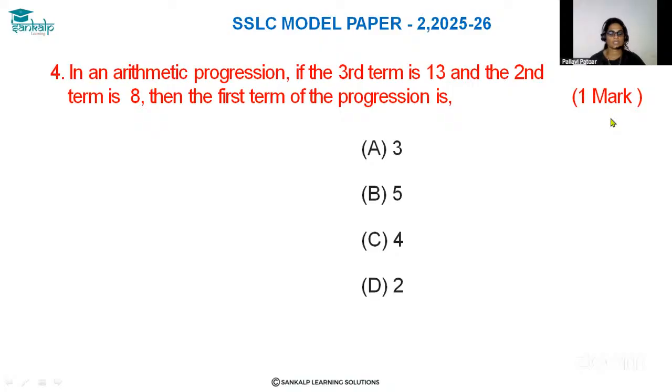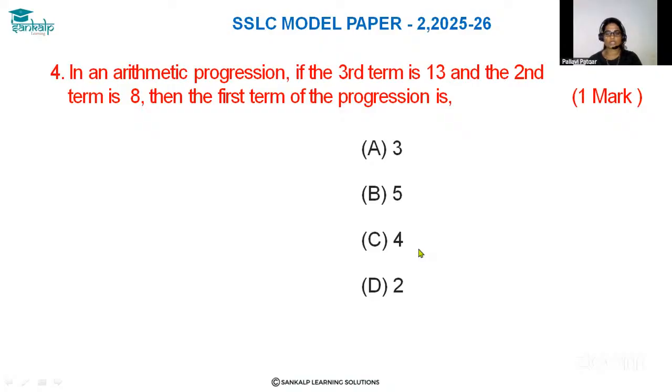Hello everyone. Look at the question number 4. In an arithmetic progression, if the third term is 13 and the second term is 8, then the first term of the progression is: option A 3, B 5, C 4, D 2.